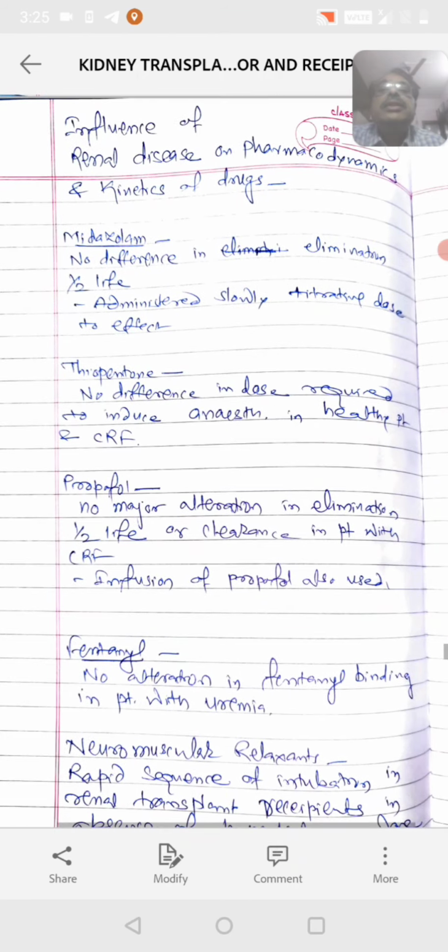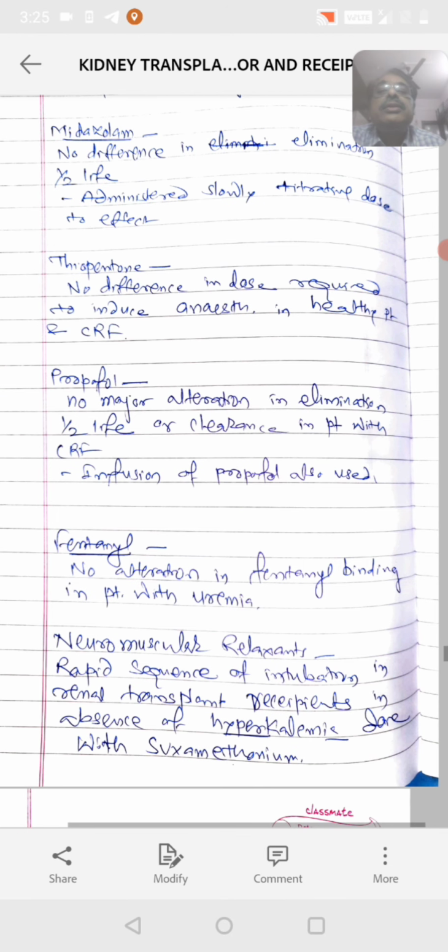20% albumin 0.8 to 1.6 ml per kg may improve graft survival, urine output and early graft function. Now we will see the influence of renal disease on pharmacodynamics and kinetics of the drugs. Number 1, midazolam. There is no difference in elimination half-life. It is administered slowly in titrated doses. Then thiopental. There is no difference in dose required to induce anesthesia in a healthy patient and CRF. Propofol. There is no major alteration in elimination half-life or clearance in patients with CRF. Infusion of propofol can also be used.